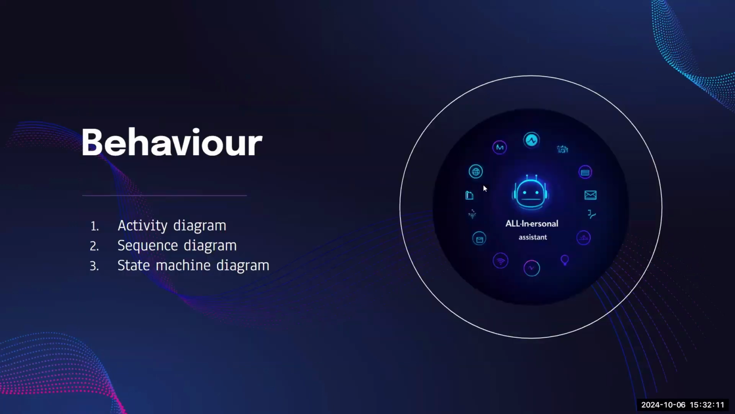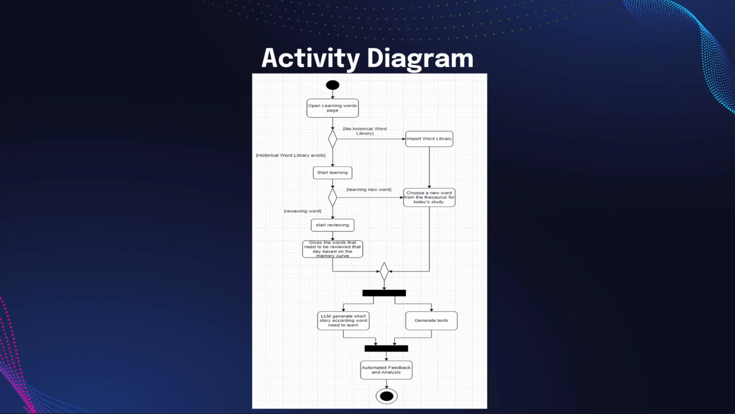This is the behavioral part. Next page, please. We use activity diagram to capture the sequential and logic of system process modeling behavior. This diagram outlines the vocabulary learning process. The user opens a learning page. The system checks for an existing vocabulary base and imports one if necessary.